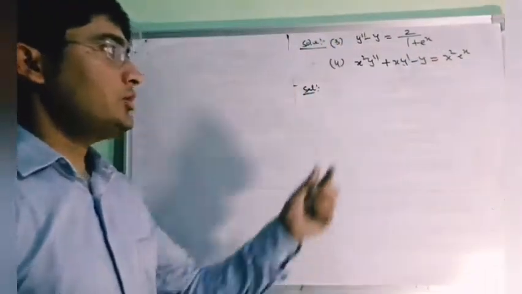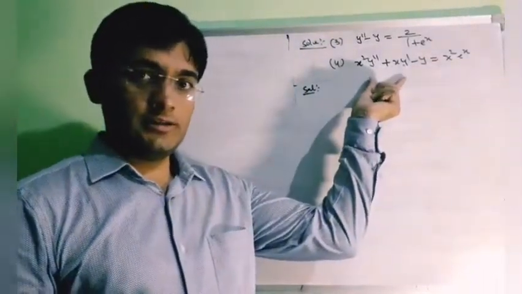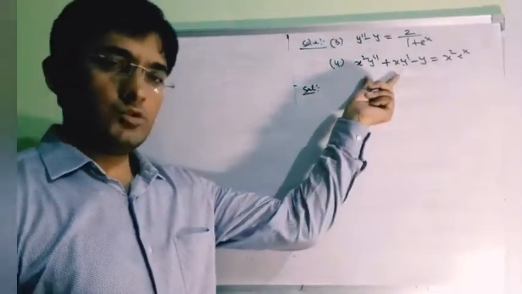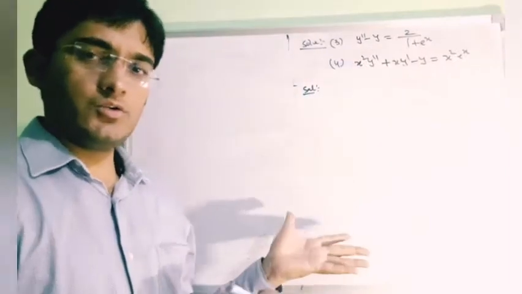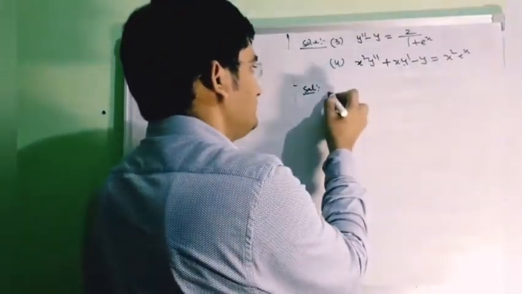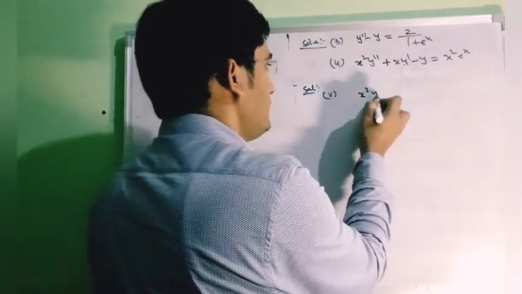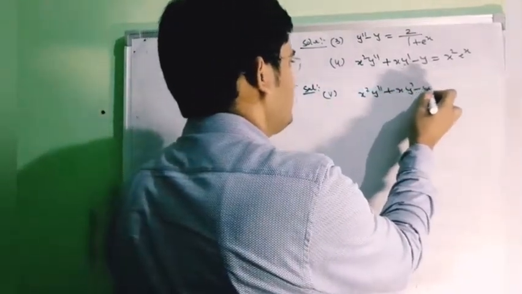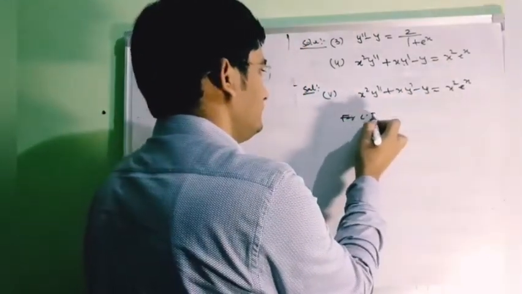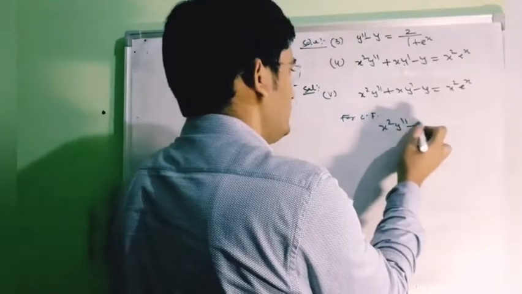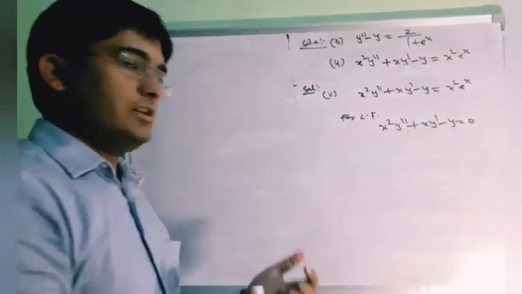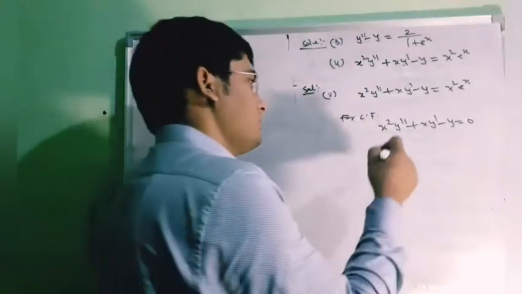Here you can see that this is your homogeneous linear differential equation of order 2. So for that, let us convert this homogeneous linear differential equation into a constant coefficient linear differential equation. For that, let us find its complementary function. For the CF, our right hand side should be 0. Now let us make it constant coefficient.